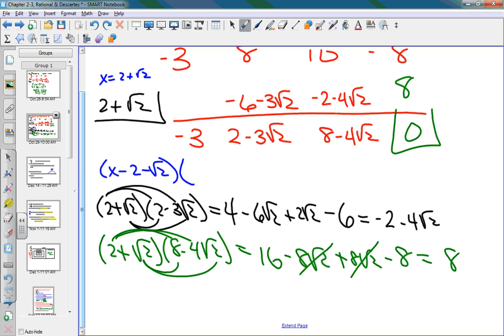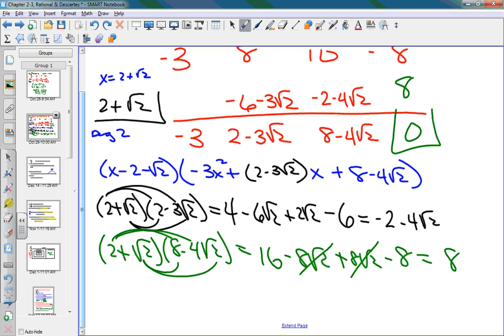And then what degree is this right here? 2. It's going to be degree 2, so that's negative 3x squared plus, watch this, 2 minus 3 square root of 2 times x. That's the coefficient of the x term. I put it in parentheses so you see that whole number is the coefficient. Not just 3 square root of 2, but 2 minus 3 square root of 2. Okay? And then plus 8 minus 4 square root of 2.